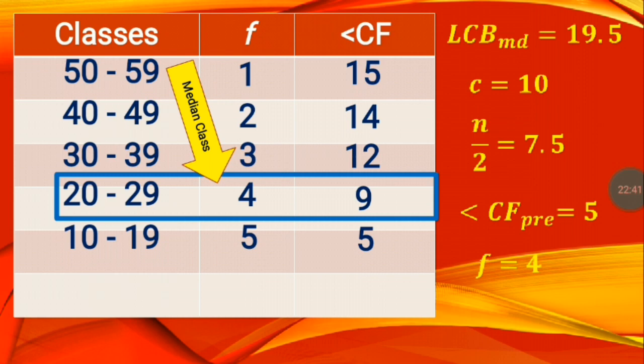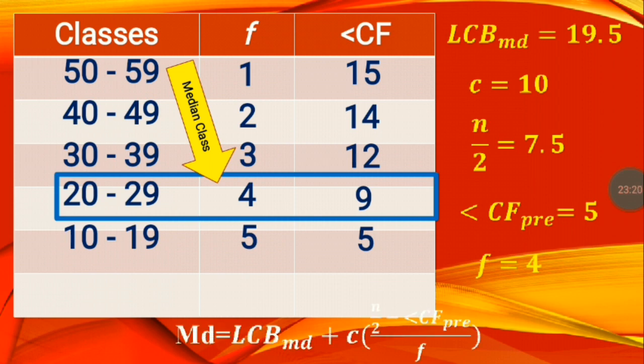How do we get 19.5? So we have it here. In our median class, we have 20 to 29. To get the lower class boundary of our median class, we look at the lower class limit, which is 20. The upper class limit is 29. But we are considering the real class boundary, so we subtract 0.5 from 20. That gives us 19.5.